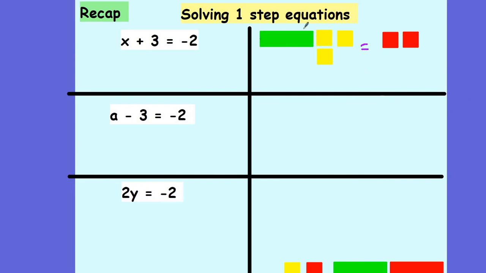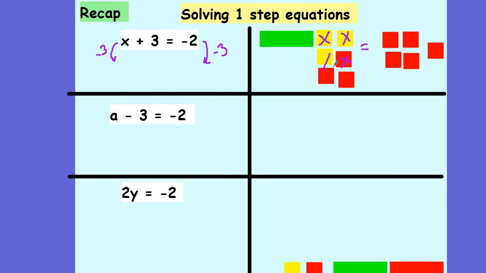Now I want to know what the green rectangle is on its own, so I need to cancel out these 3 yellow squares. And to do that, I form 0 pairs, 3 of them. Whatever I do to one side, I do exactly the same to the other. And if each of these red squares is worth -1, what I've done is I've subtracted 3 from both sides. If I then remove my 0 pairs, I'm left with x, my green rectangle, is worth -5.